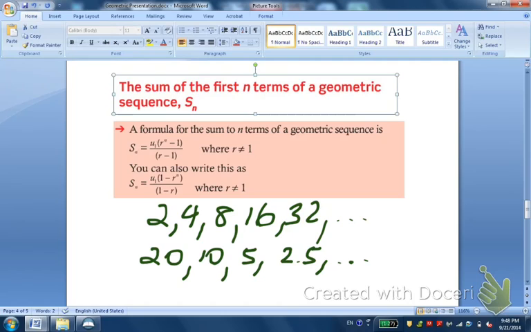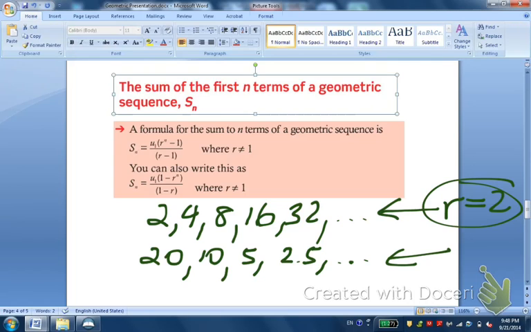Whenever you have a sum of terms, remember, as in arithmetic sequences, it's called a series. And here are two examples. We have the first series, 2, 4, 8, 16, 32. You can see here that the common ratio is 2. And for the second one, we keep on dividing by 2 or multiplying by a half, and the common ratio here is a half.